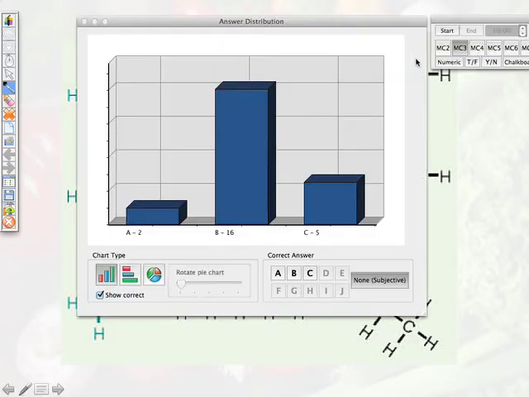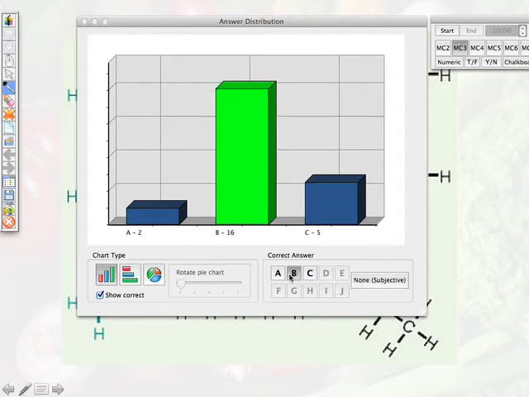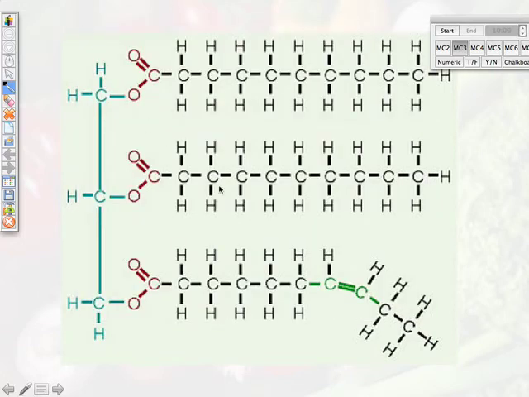And this one. And the majority of you are saying unsaturated. I would agree. There is a single carbon-carbon double bond. It's unsaturated. If we had multiples of these double bonds between the carbons, then we would have polyunsaturated.